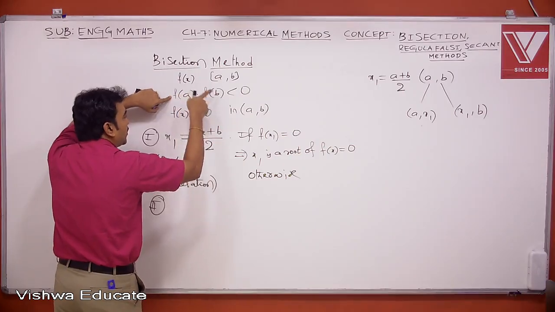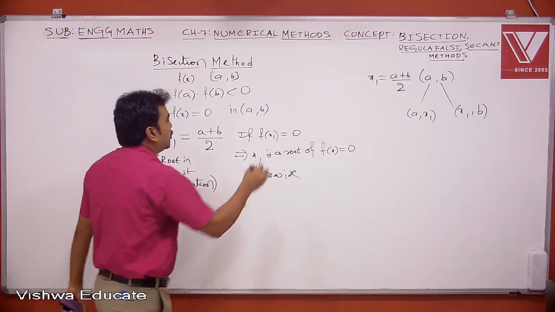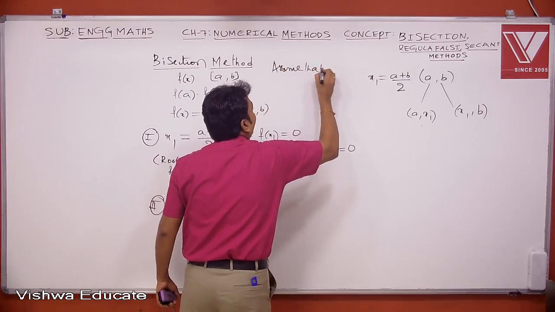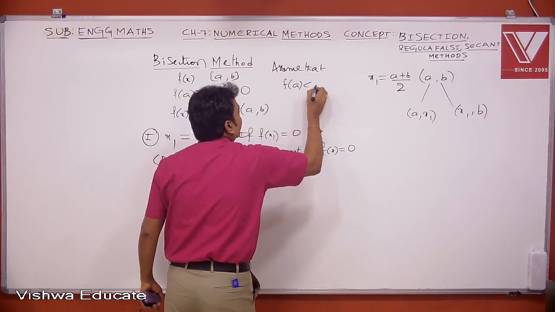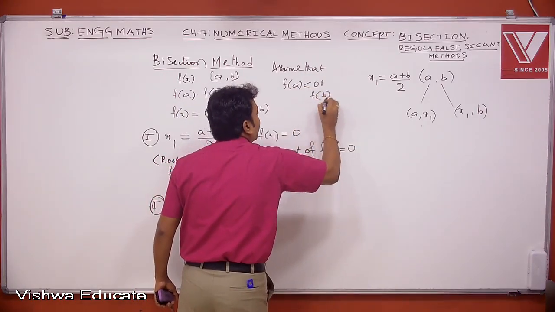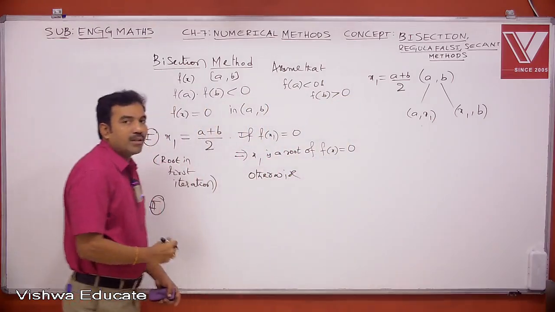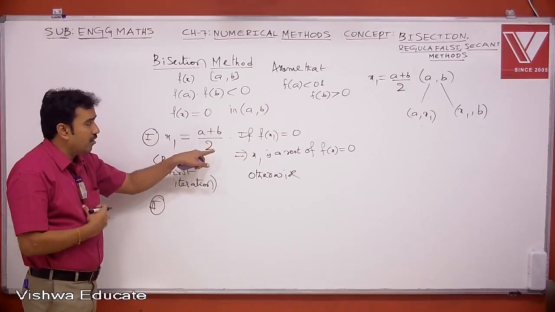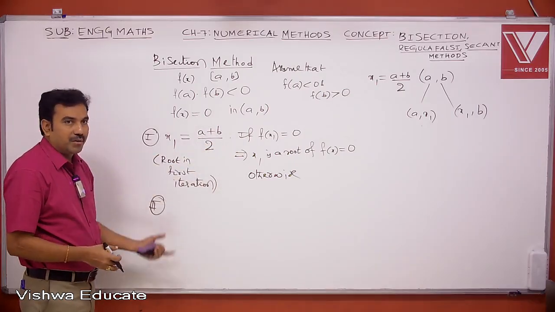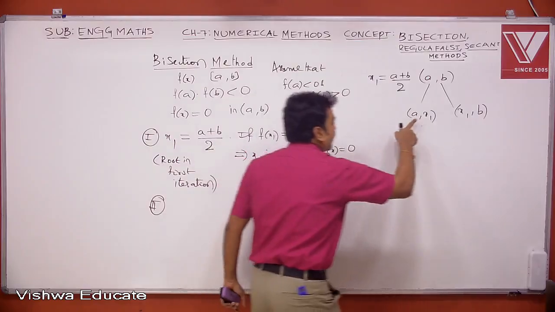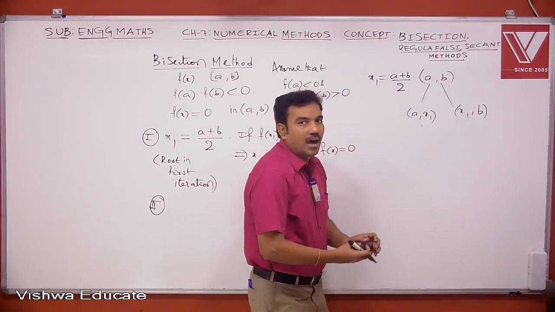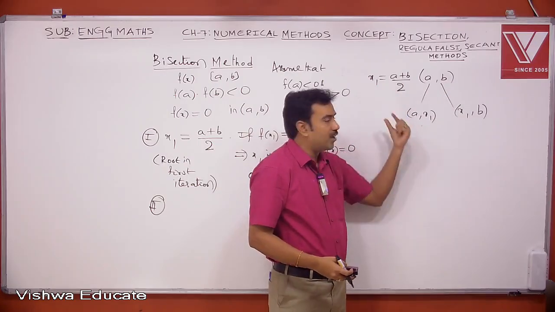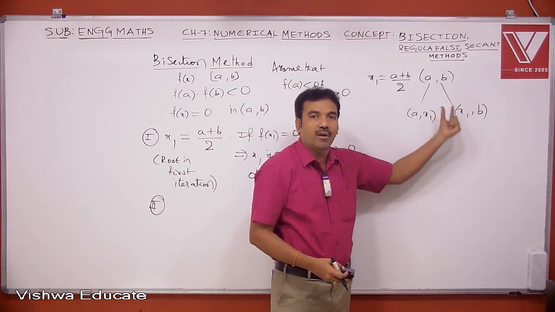If it is positive, this must be negative. Now I assume that f of a is less than 0 and f of b is greater than 0. In that case, I assumed that x1 is a plus b by 2. If it is a root, then my job is over. Otherwise, the root may belong to either this interval or this interval. But suppose x1 is not a root, then the root may fall in the left subinterval or right subinterval.